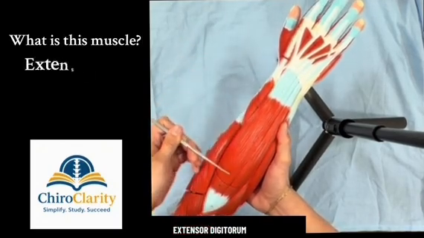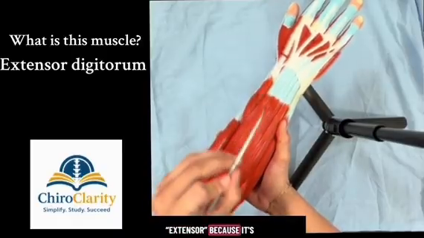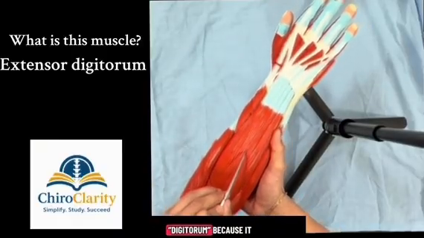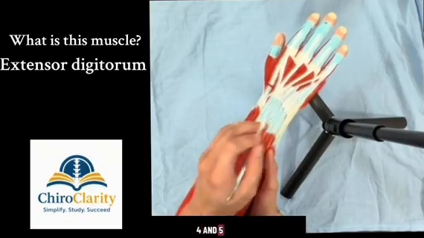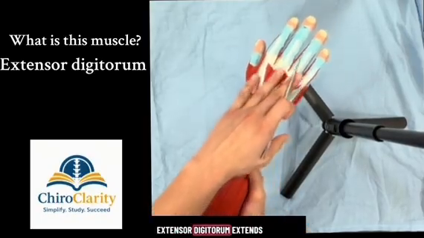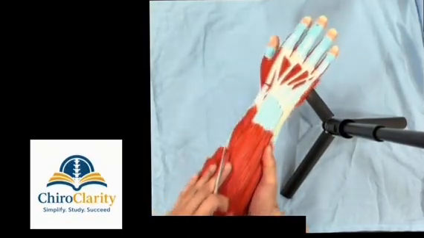This is our extensor digitorum. Extensor because it's in the posterior compartment. Digitorum because it goes to digits 2, 3, 4, and 5. Extensor digitorum. It extends our digits.